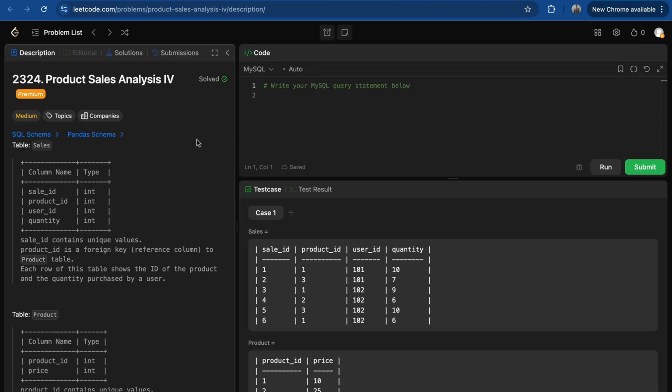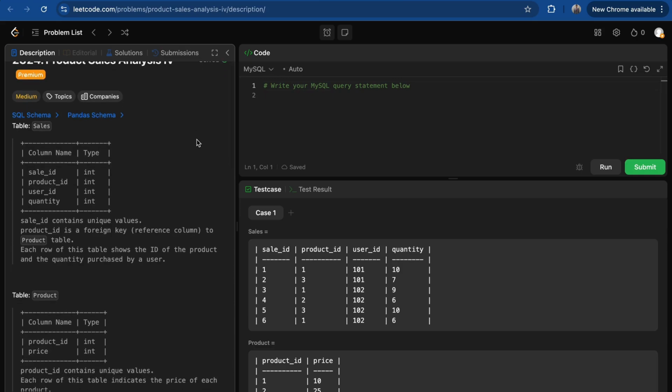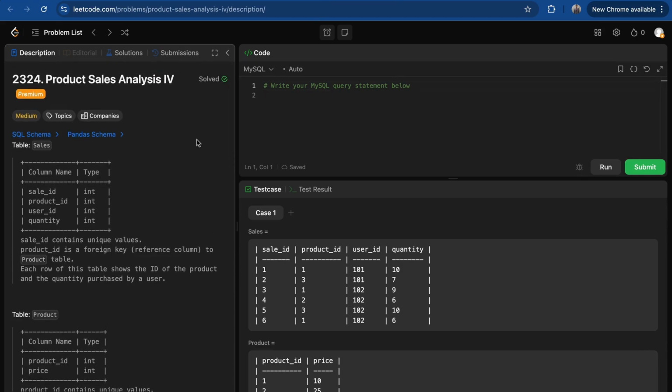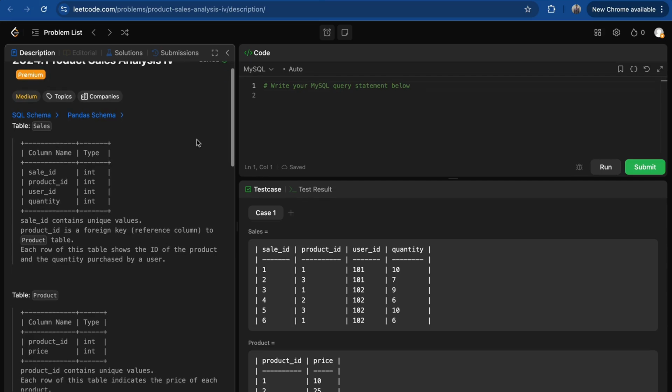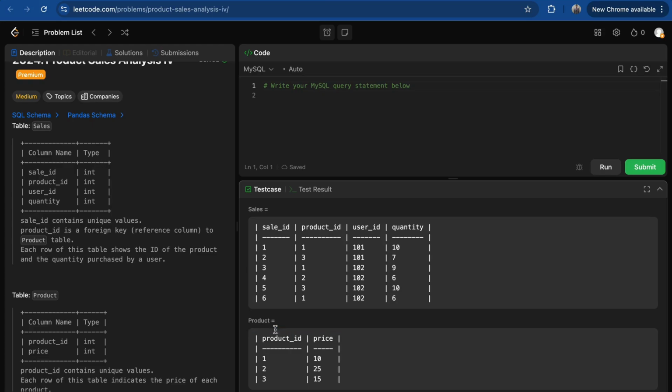Hi everyone, so let's start the next question, 2324 Product Sales Analysis 4. Again, this is a continuation of Product Sales Analysis 1, 2, and 3, but here the tables have changed. The first table has sales ID, product ID, user ID, and quantity. The next table has product ID and price with the name of the product.